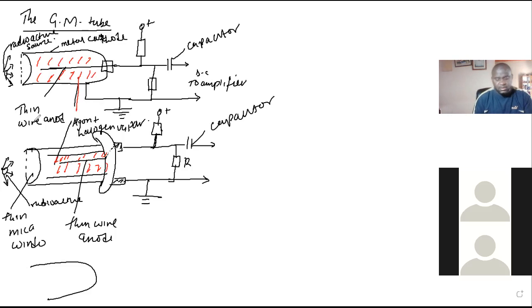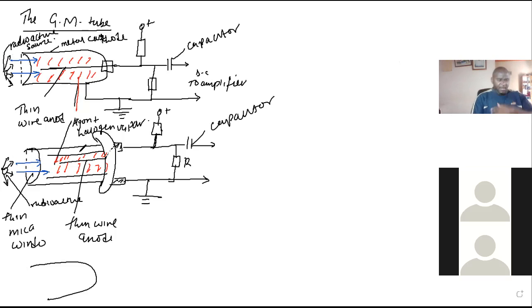Then the argon gas at a low pressure is used to form ions or ion pairs when the ionizing particles collide with the gas. Now, what does that mean? That should tell you that if the radioactive particles enter into the chamber, the cylindrical metal cathode here, what is going to happen? They are going to collide with the gas molecules which they find in there. When they collide with the gas molecules, what is going to happen? They are going to form ion pairs.